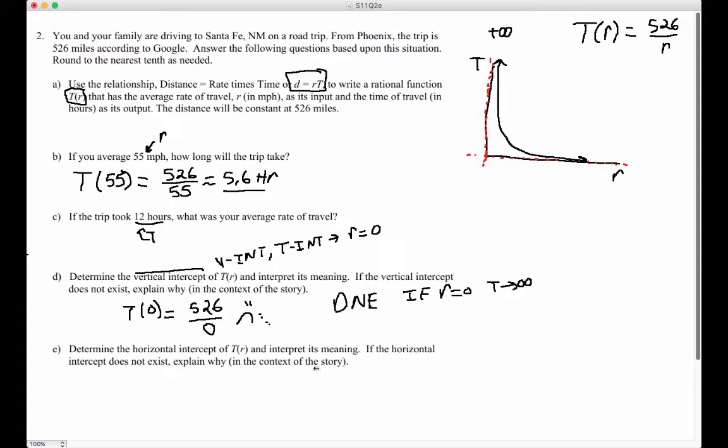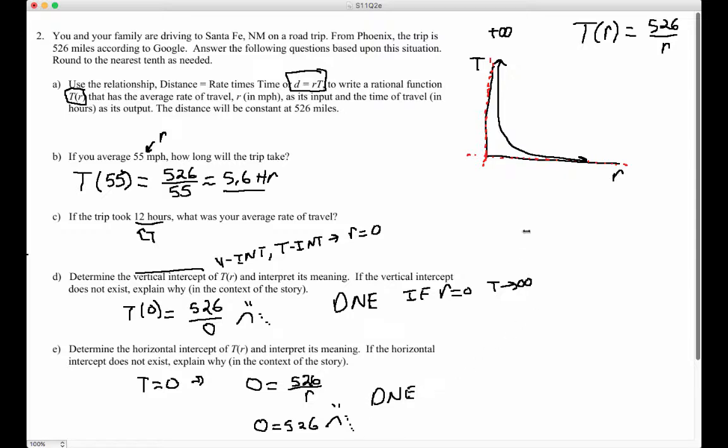All right, let's try this again. What about the horizontal intercept? Okay, so the horizontal intercept, it's kind of the reverse situation now. What we've got is that t is equal to 0, which would infer to us that 0 is equal to 526 divided by r, which says that 0 is equal to 526 if I multiply both sides through by r. And again, that doesn't work, okay? So it does not exist.